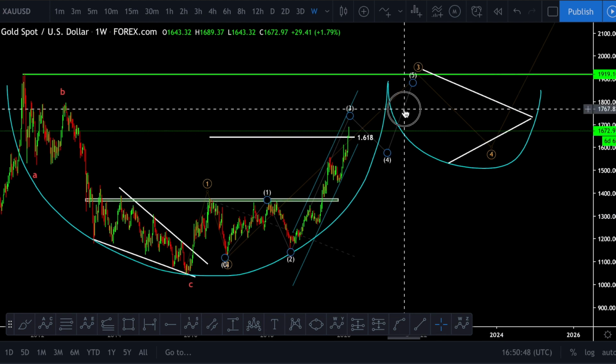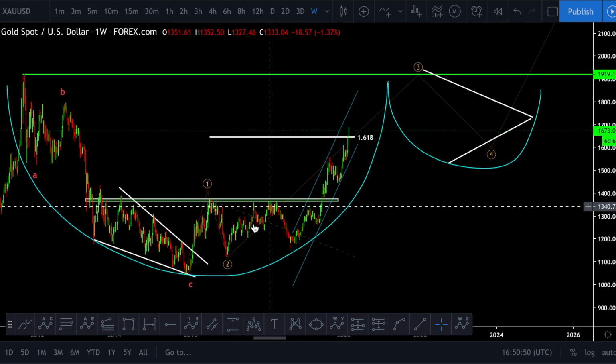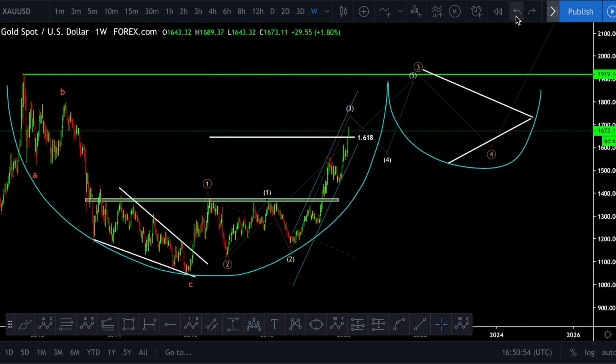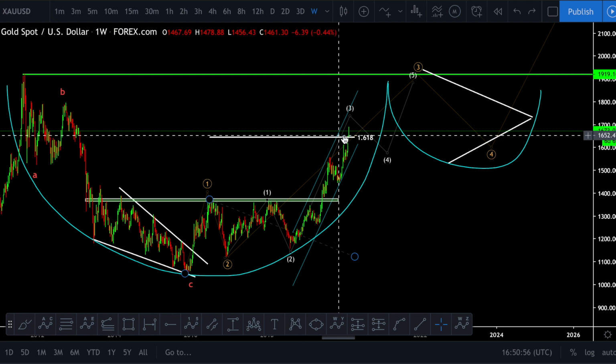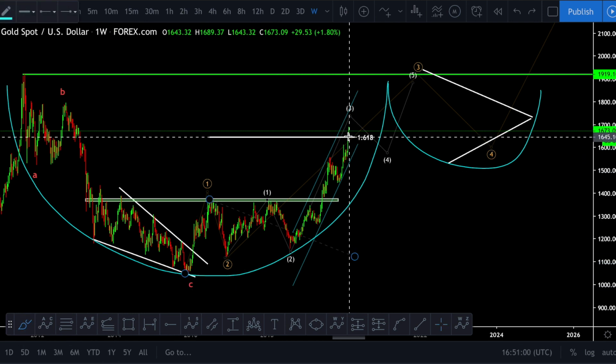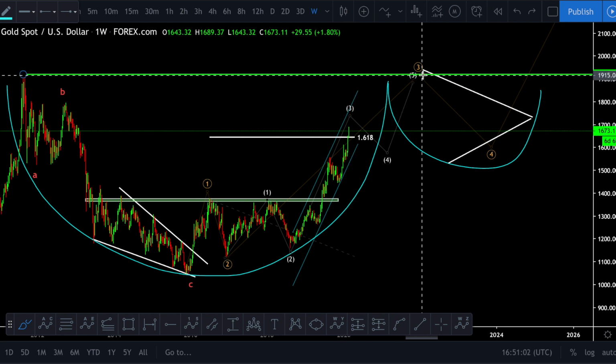So let's see, does that even make sense? 1, 2, 3, 4. No, it doesn't. So let's keep it like that. For now, let's keep it like this. Let's assume that we're more bullish than normal, and we're going to pass that 1.618 and reach here for the whole third wave, which is perfectly fine.